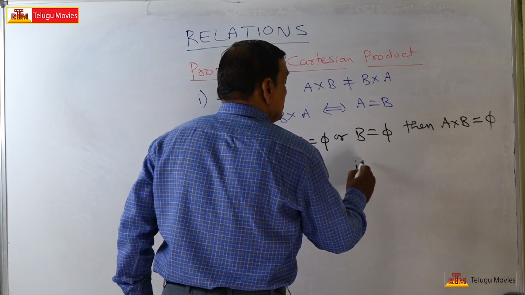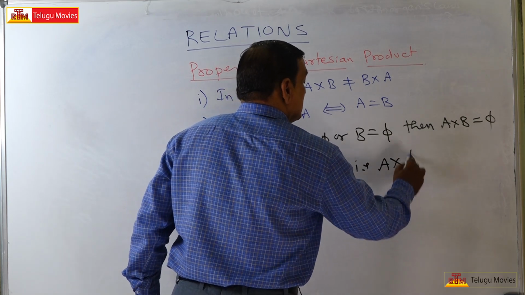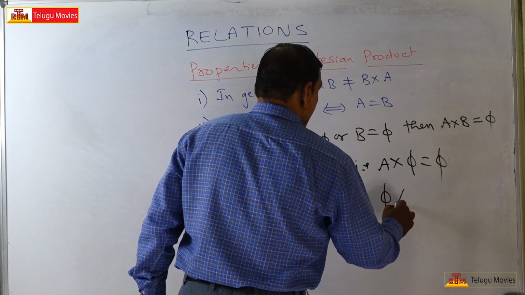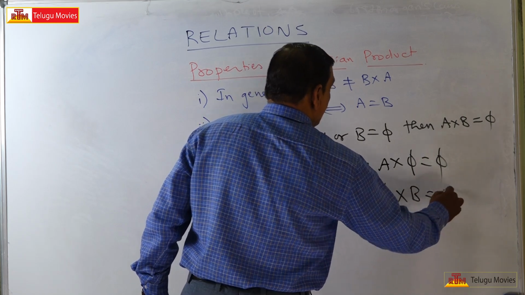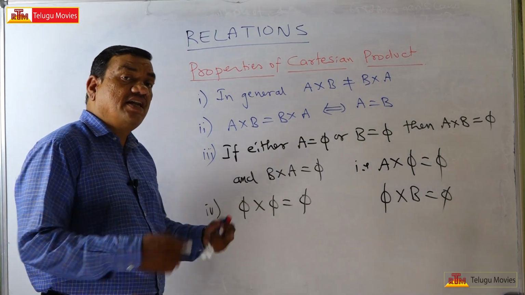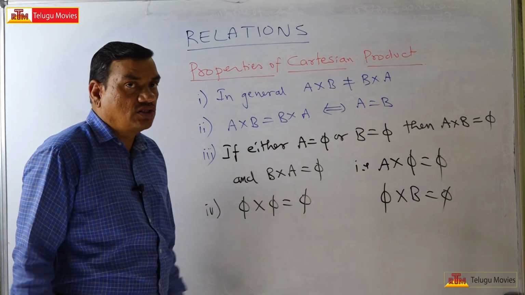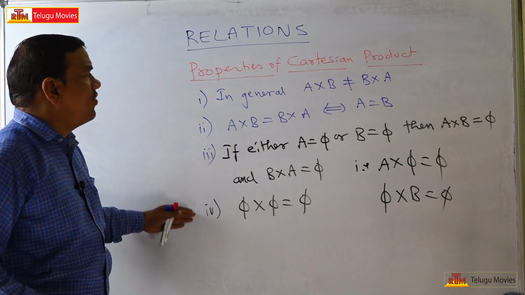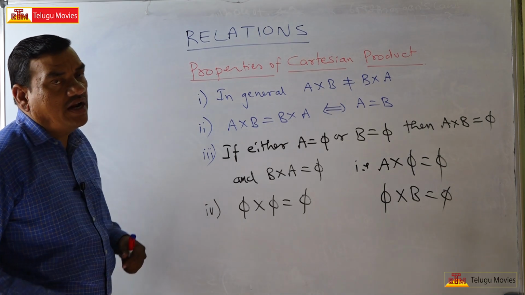That means A cross null set is equal to null set, and null set cross B is equal to null set. Any one of these being a null set is enough. If both are null sets, their cross product is also an empty set. Understand? So these are the properties of the Cartesian product of any two sets.